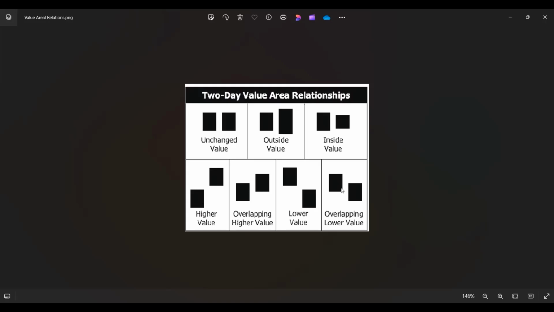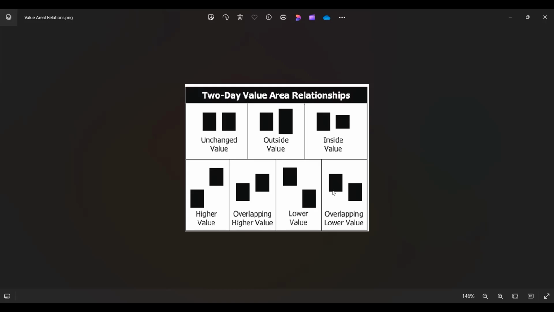Okay. Same for overlapping lower value. It is still bearish, but the market is exhausted in the downtrend. So it may go sideways, it may give you a selling opportunity, we don't know for sure, or it may just reverse the trend. So we just have to go with the price action.